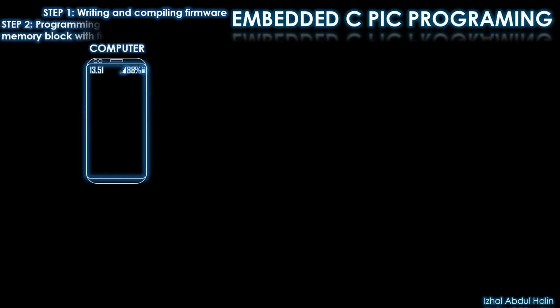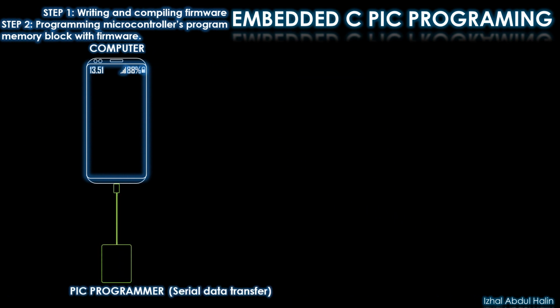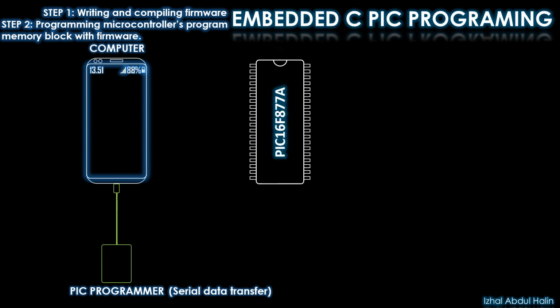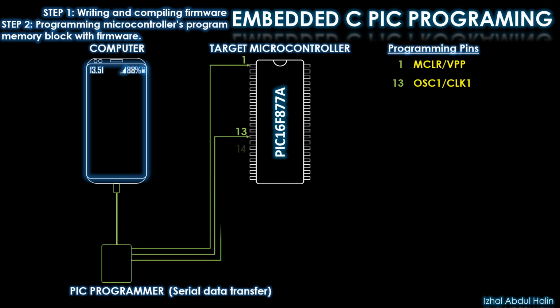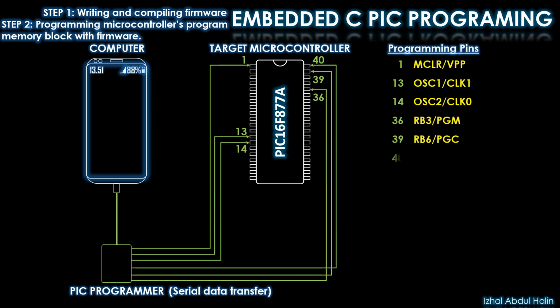The second step is to upload your firmware into your target microcontroller. The firmware is loaded into the PIC's program memory block. You will start by connecting your computer to a PIC programmer. It is just a device that supports serial data transfer from your computer to your microcontroller. You will then connect the PIC programmer to your microcontroller. For the PIC16F877A, this will be pin 1, 13, 14, 36, 39, and 40. You can have a look at the data sheet to see what these pins are used for.